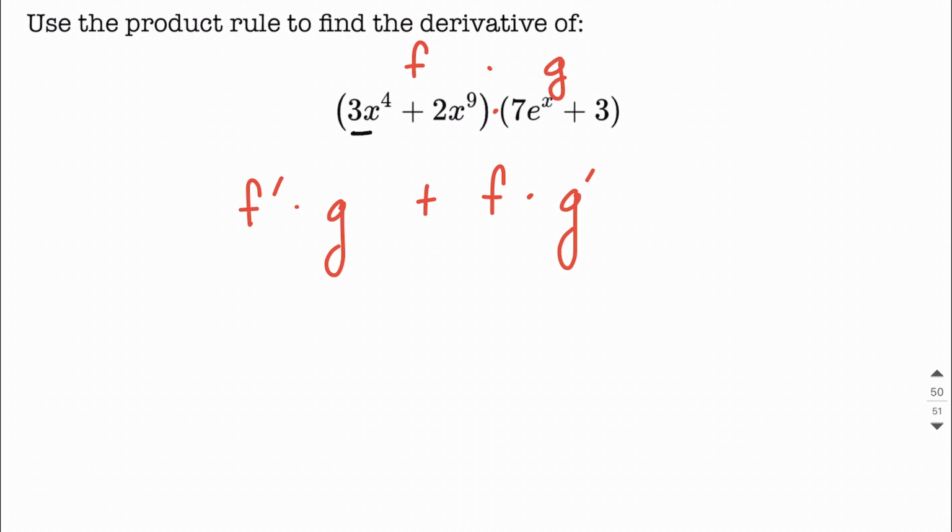We're going to use the power rule, right? Exponent's going to come down in front and get multiplied by the 3. So we have 3 times 4 makes 12. Then we reduce the exponent by 1. So 4 minus 1 makes 3 for our new exponent.